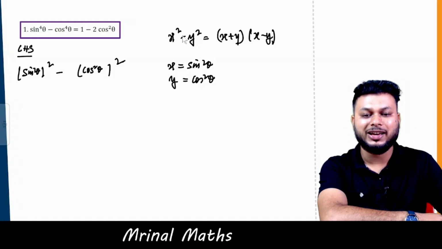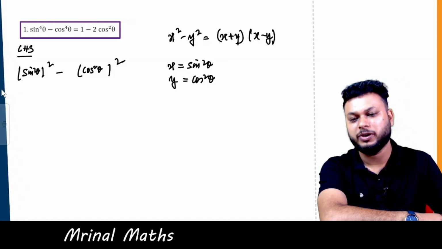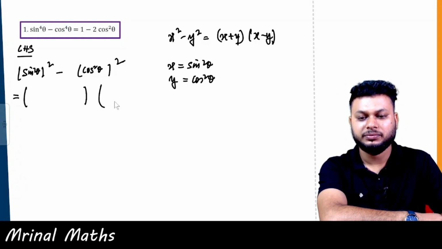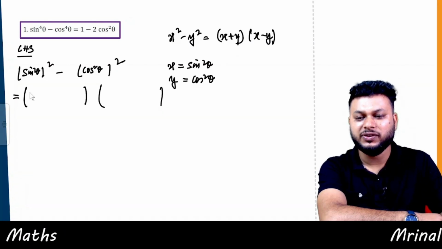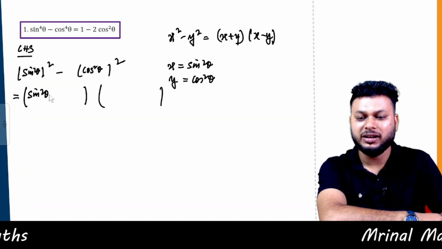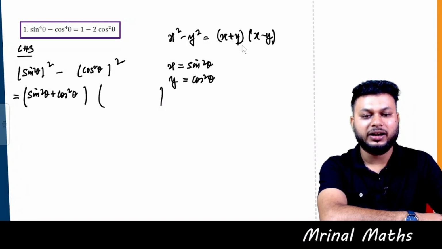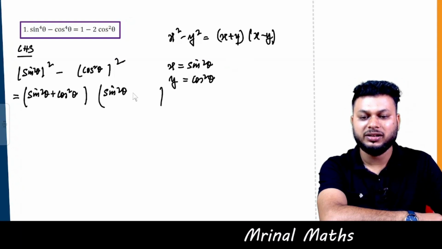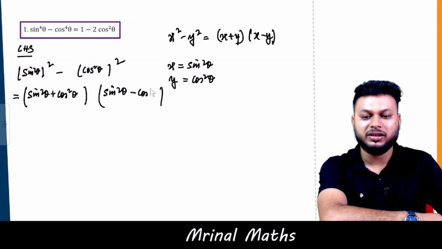You know that x square minus y square can be written as x plus y into x minus y. Writing the same over here, we are going to write x plus y. The x value is sine square theta plus the y value is cos square theta. Here we have x minus y. The x value is sine square theta minus the y value is cos square theta.